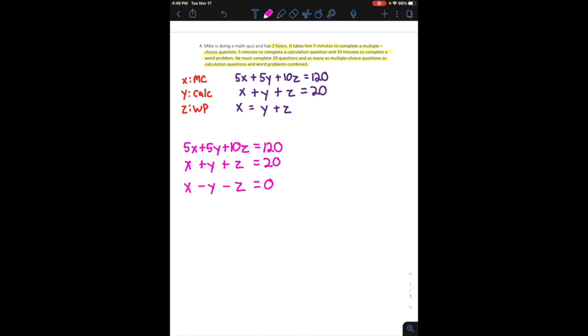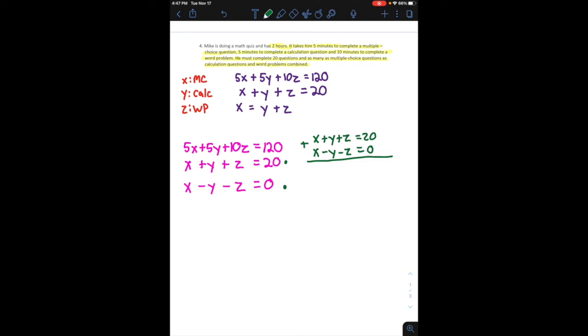Let's go ahead and solve the system by taking 2 equations and eliminating a variable. The first 2 easiest ones to use, I think, would be the second and the third equation. I'm going to use addition, and I'm going to eliminate the y's. There's many different ways you could go about this, and if you eliminate a different variable, you wouldn't be incorrect. So I'm going to take the x plus y plus z equals 20, the x minus y minus z equals 0, and I'm going to go ahead and add them.